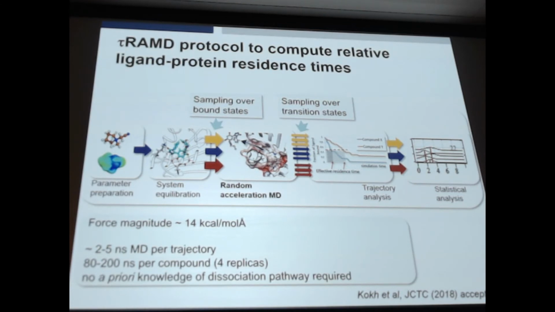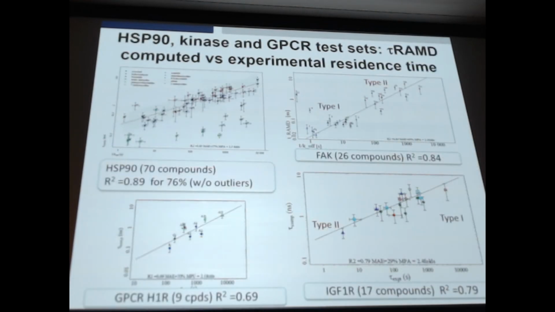This whole procedure is set up now as a full workflow. There's basically only one adjustable parameter, which is the force magnitude, which is constant throughout the simulations, for our additional random force. We found that this value works well for a wide range of drug target systems, but sometimes you need to adjust it a little bit. We've tested the adjustment. The procedure is fairly robust to that, but it really depends, of course, whether you're looking at very fast or very slow binding kinetics. Overall, we need about 80 to 200 nanoseconds per compound for this, and as I said, no a priori knowledge of the dissociation pathway.